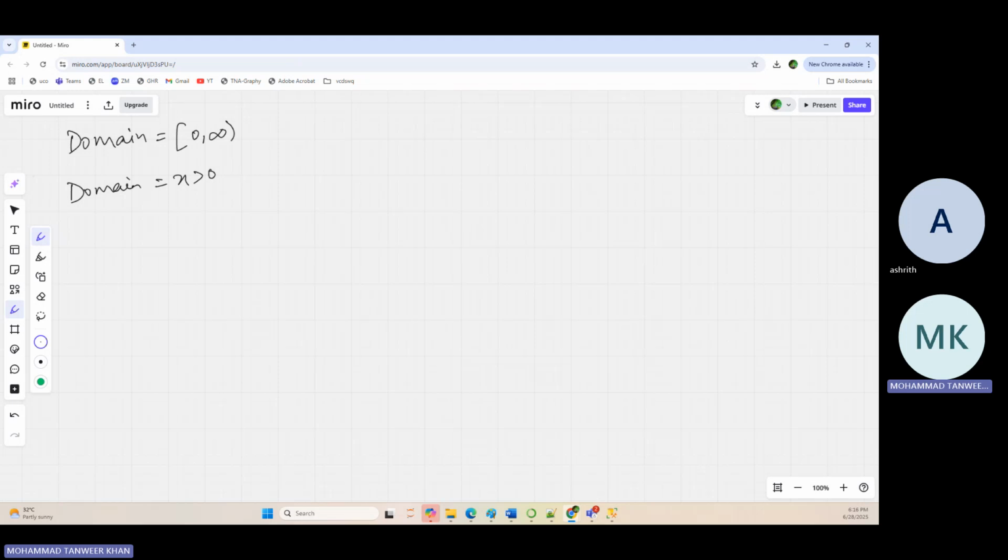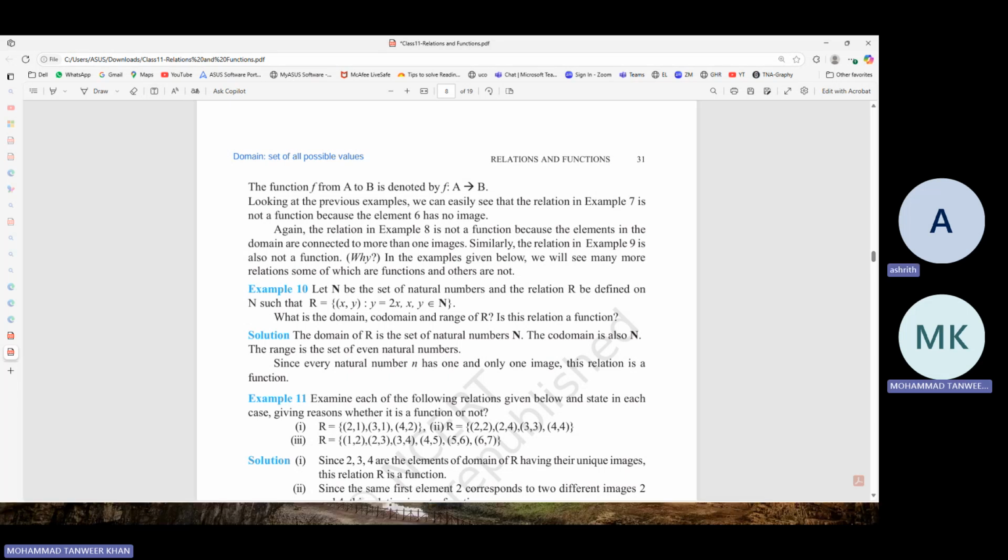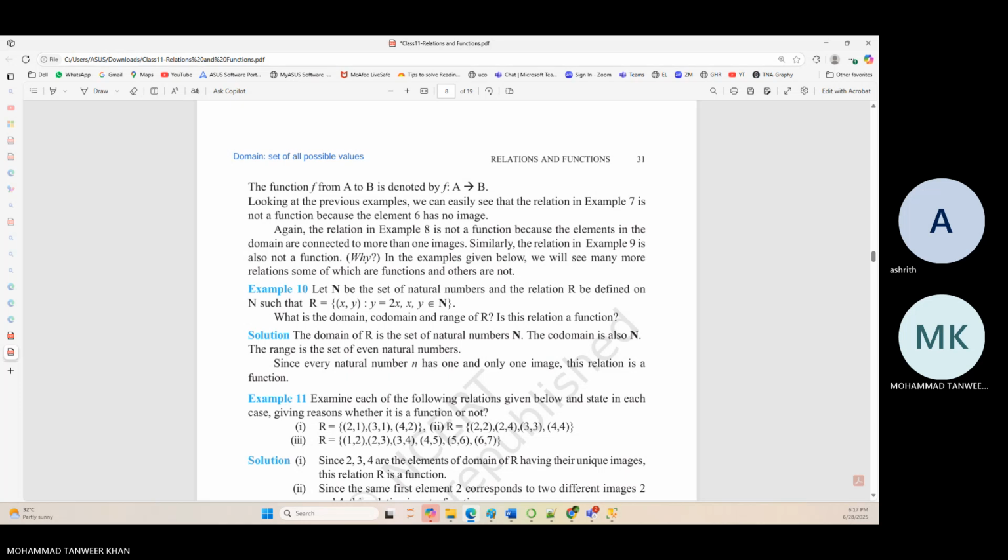Now you have got a fair idea about domain. The time taken to fill a water tank, what will be the domain? Greater than 0 to infinity. Voting age in India, what is the domain? Greater than 18. So the domain will be greater than 18. So domain means the set of possible values, or the accepted values, the values which can be accepted. Is that clear?